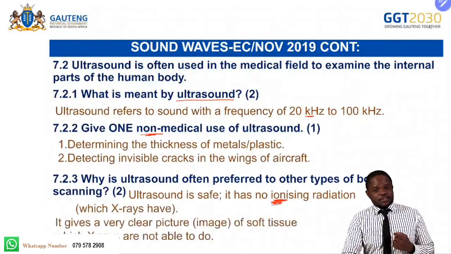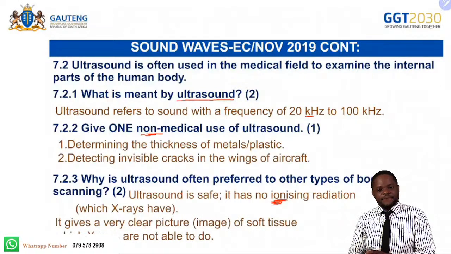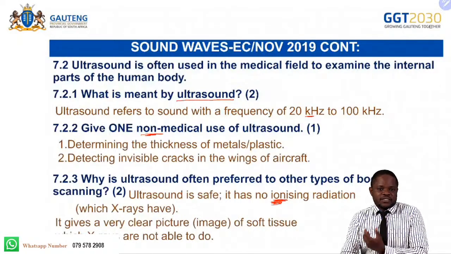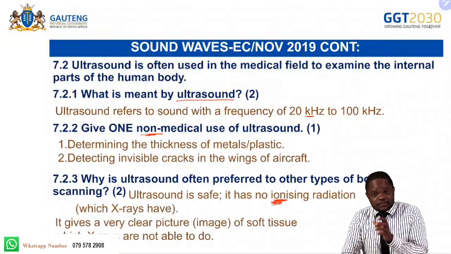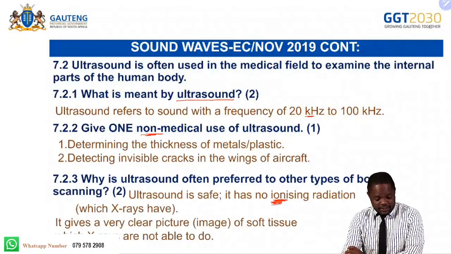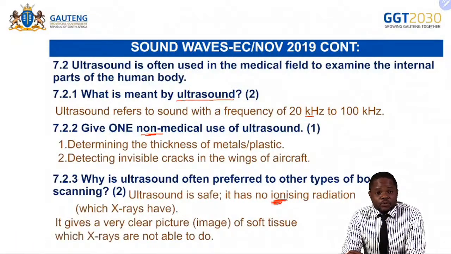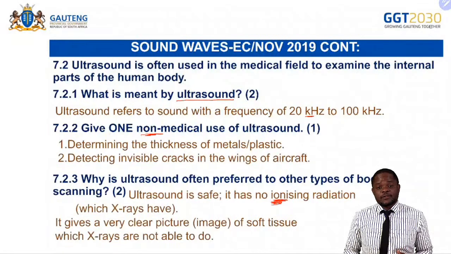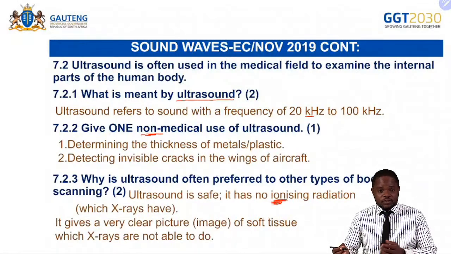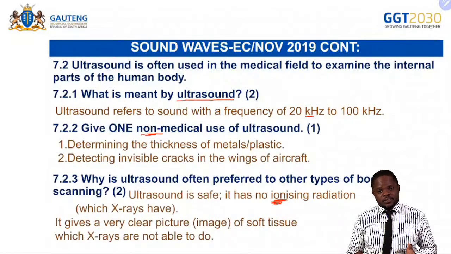The other point is that your ultrasound can actually generate better pictures for soft tissues compared to X-rays, isn't it? So it gives actually very clear pictures compared to other scanning methods. Right, I hope you were able to get those points. This is the section on our sound waves. We covered a lot pertaining to sound waves, but in relation to this question, we're going to end there, isn't it?